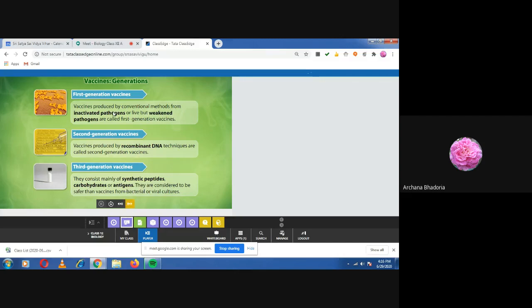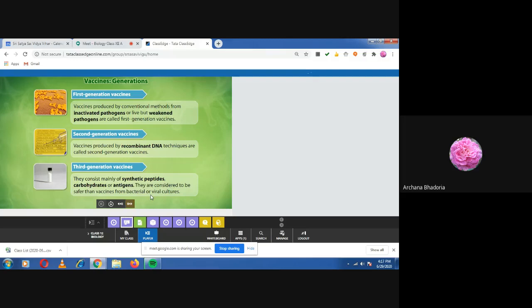So first generation vaccines are produced by conventional methods from inactivated pathogens. Means if inactivated or weakened pathogens are injected into the body, तो हम उसको बोलेंगे फर्स्ट जनरेशन। ओके, अगर वो रिकॉम्बिनेंट डीएनए टेक्निक से वैक्सीन तैयार होती है तो वी कॉल इट एज सेकंड जनरेशन वैक्सीन। And if the vaccine contains synthetic peptides, carbohydrates or antigens, those antigens or synthetic peptides will be taken from the bacteria or the virus.